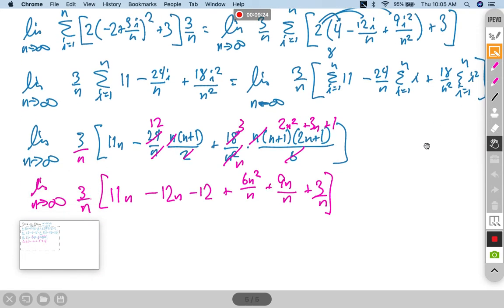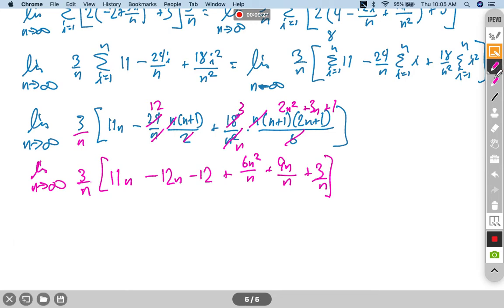And yeah, 11n minus 12n is going to be, here's a negative n. Minus 12 plus 6n plus 9 plus 3 over n.